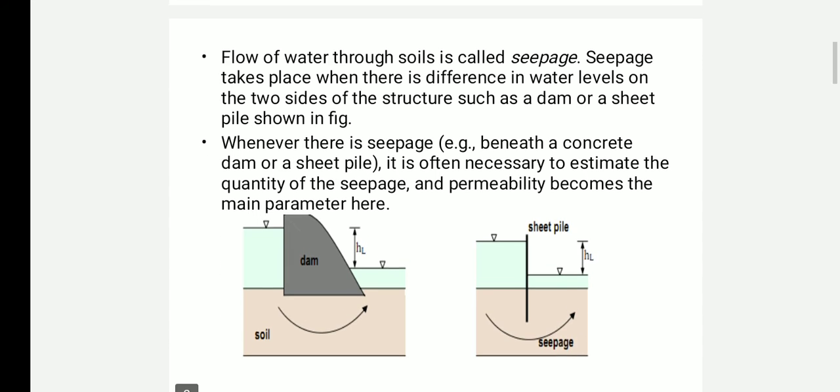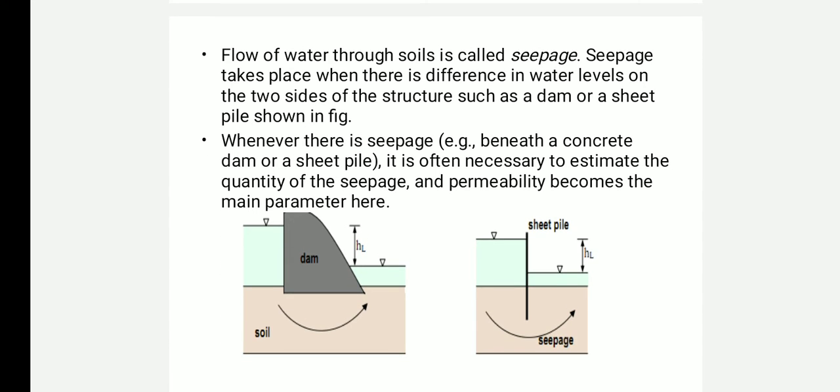Hello everyone. Now we are going for the next point, that is seepage. So here is the meaning of seepage. Flow of water through soil is called seepage. Seepage takes place when there is a difference in water levels on two sides of the structure, such as a dam or a sheet pile shown in the figure.